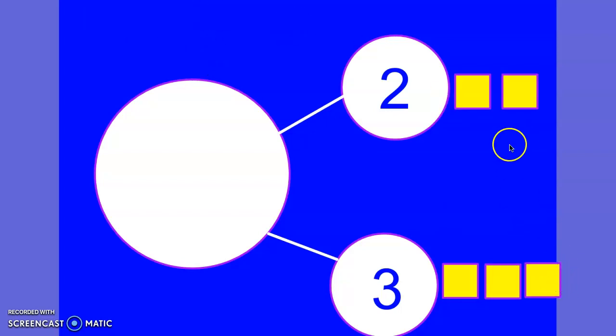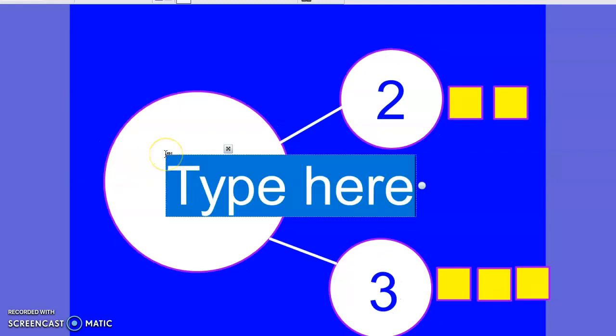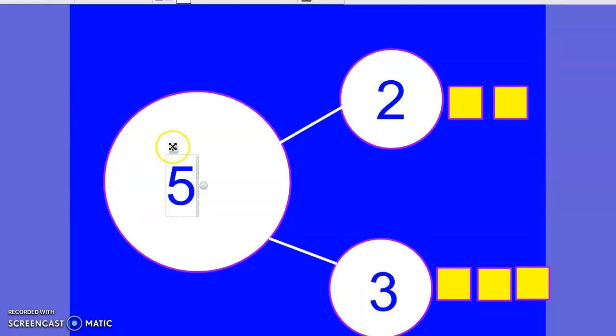Okay, now we're going to count them all together to see what our whole number would be. So we're going to count 1, 2, 3, 4, 5. So what number goes here? If you said 5, you are correct. And you should have 5 on your number bond that you are doing. Okay, let's move to the next one.